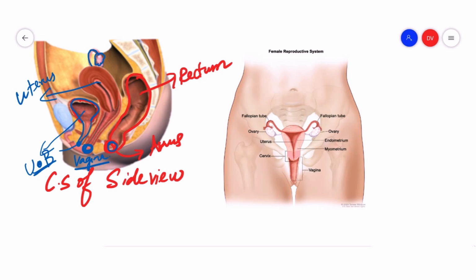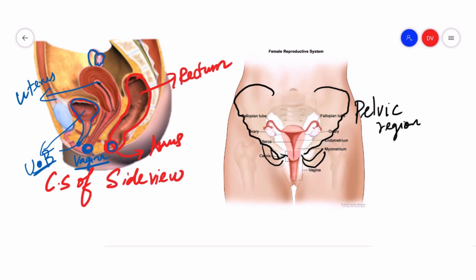Alright guys, this is again a beautiful picture. You can evidently see the pelvic bone here, and likewise on this side. This is where your reproductive system is located, in the pelvic region. What is the pelvic region? Below the hip bone. The hip bone is actually the pelvic bone. So below the hip region is the pelvic region, and above this you call it the abdominal region. So you have the uterus in the lower pelvic region, and this is the location.